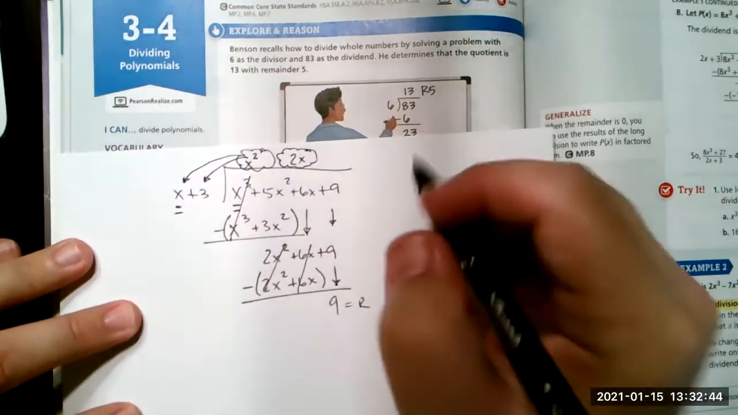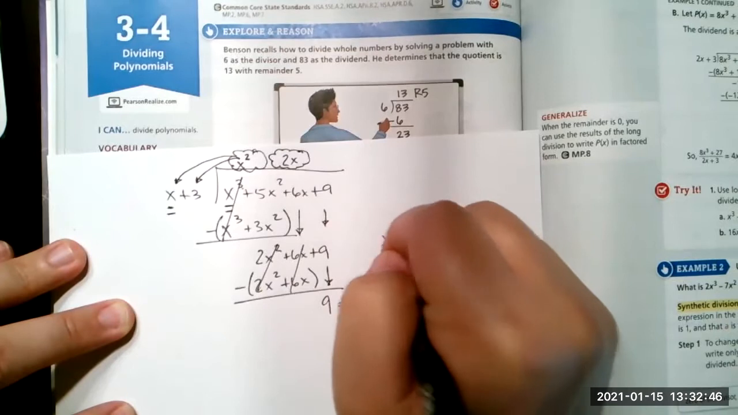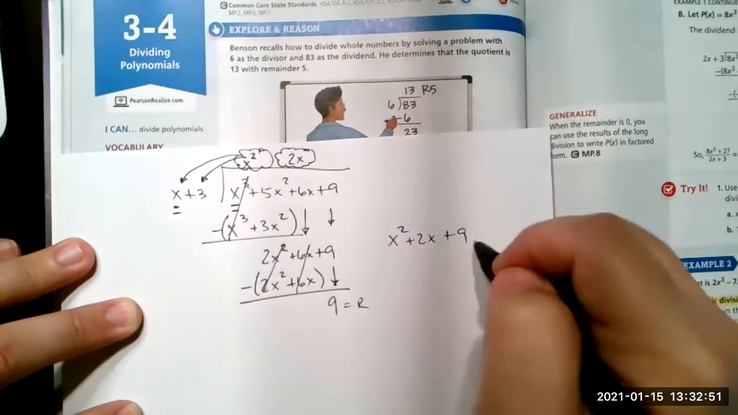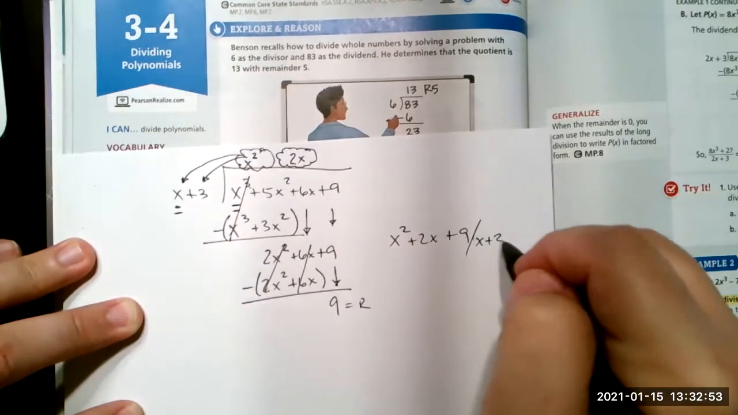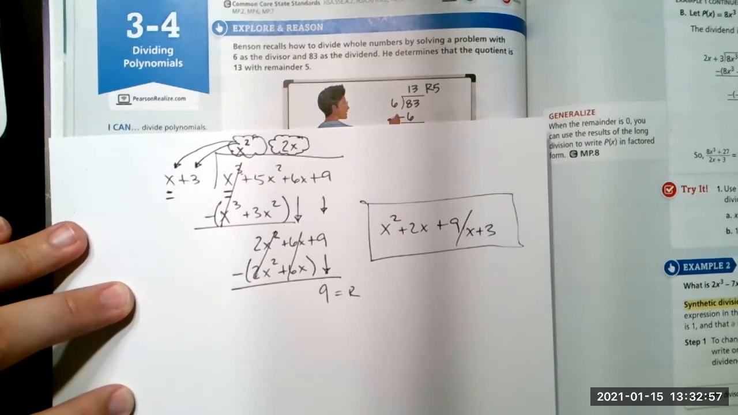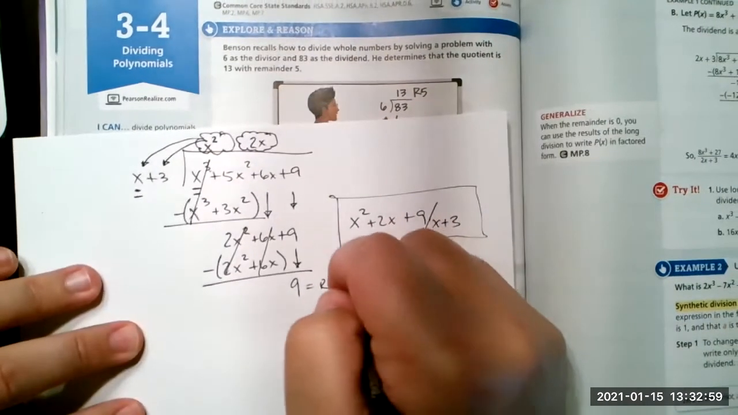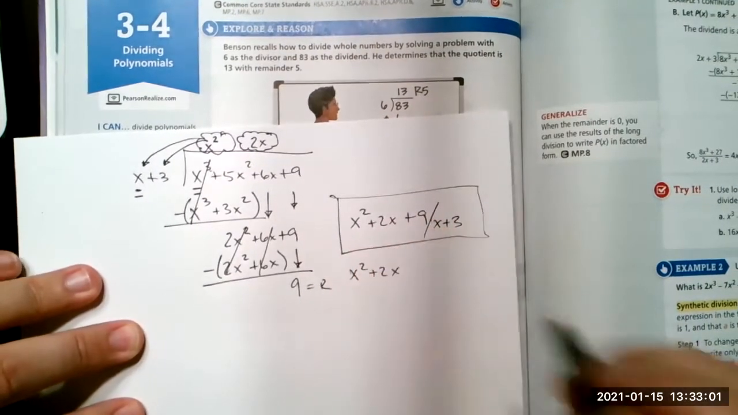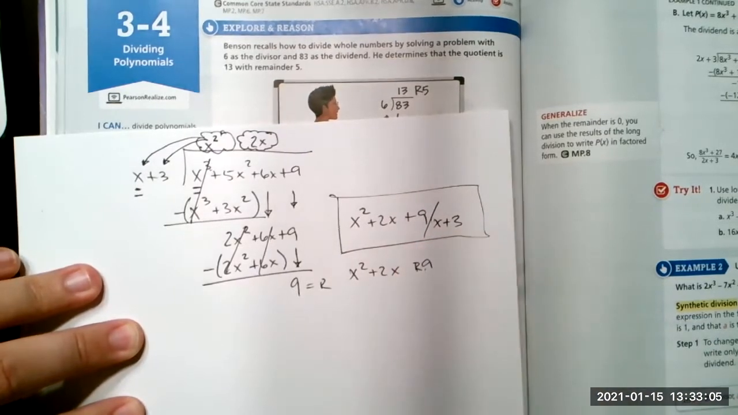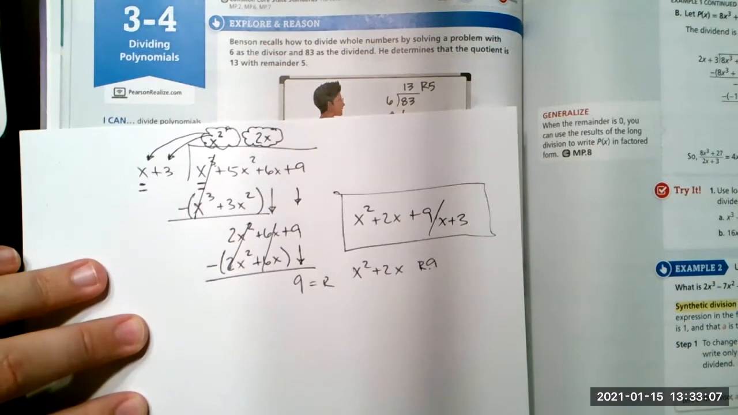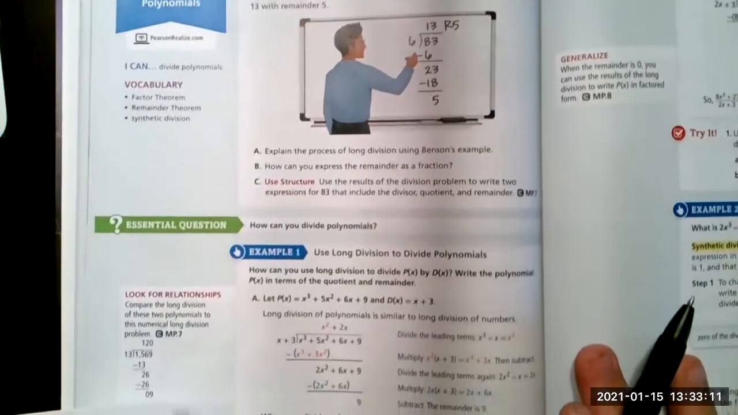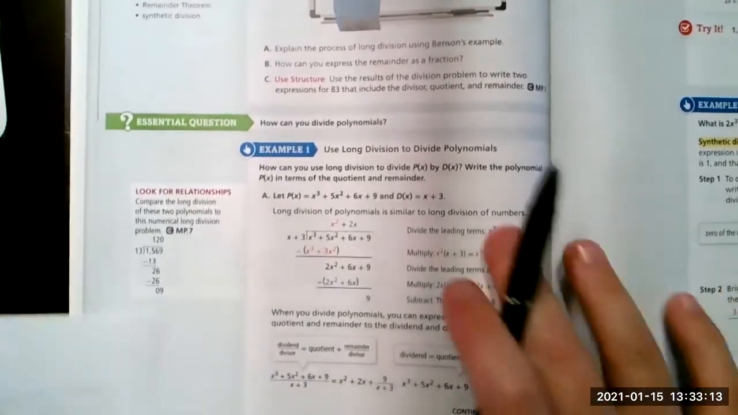So this is what they call my remainder. So my answer is going to be x squared plus 2x plus 9 divided by x plus 3. So that is my remainder. Some people also write it like this, which is perfectly fine: x squared plus 2x, remainder 9. That's acceptable as well. But a lot of times, and I'm not sure how this book writes it, let's look at our problem. They write it as a fraction.